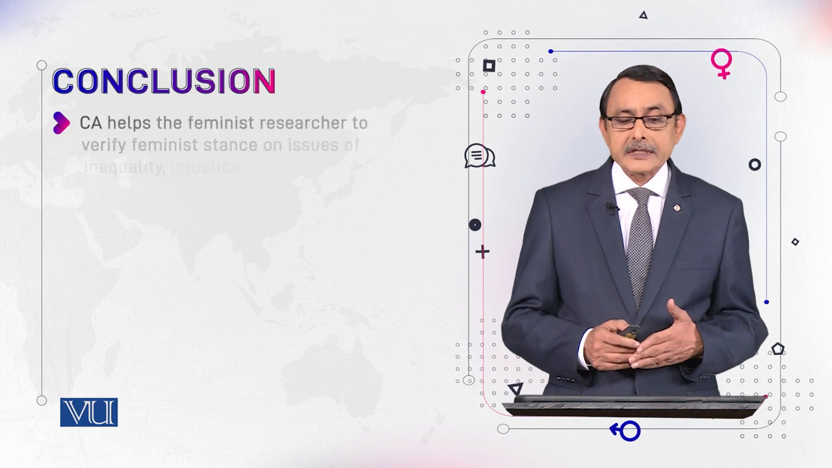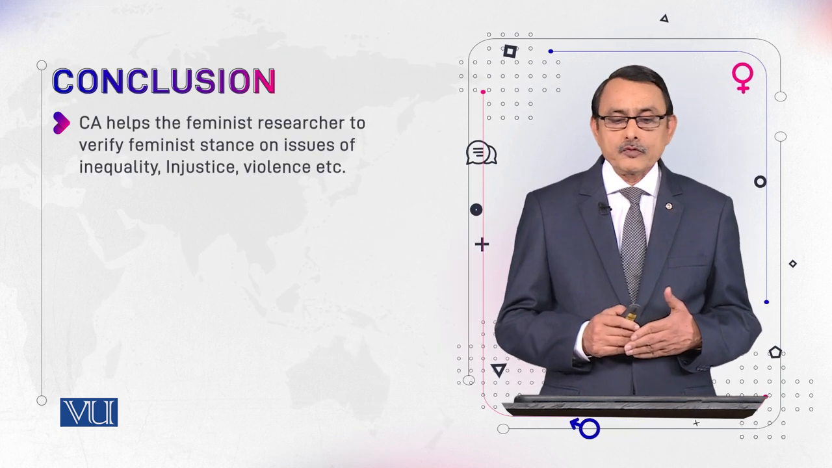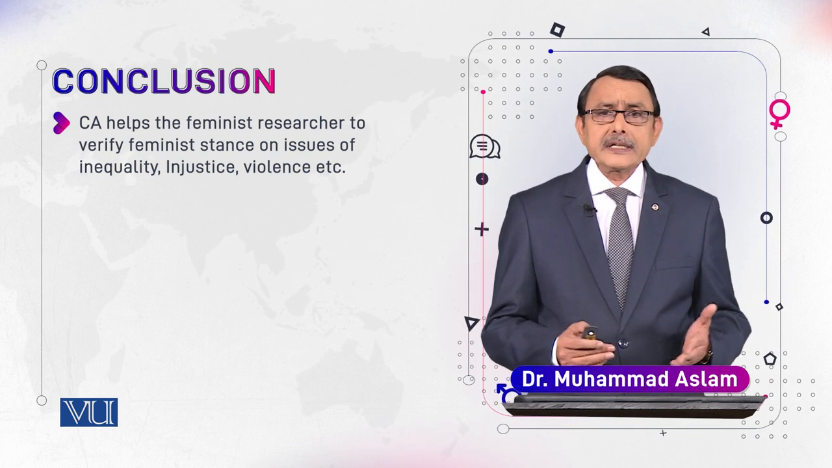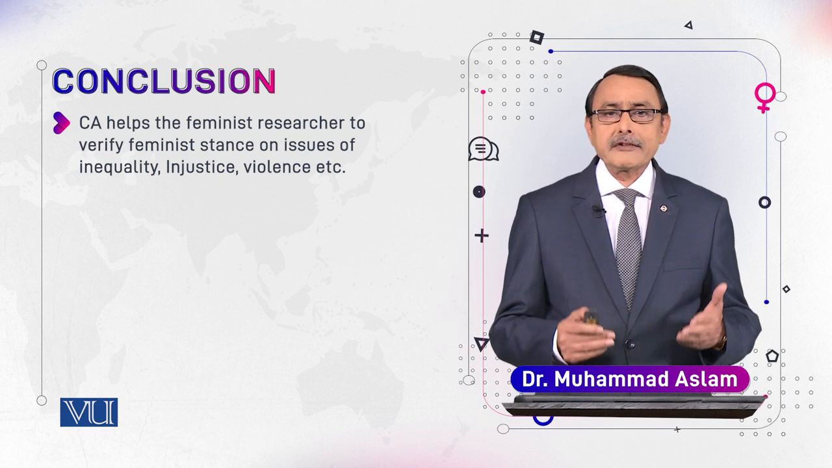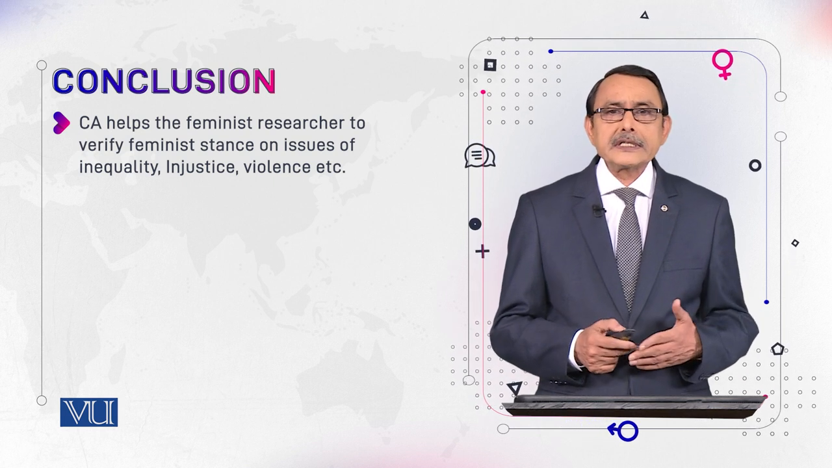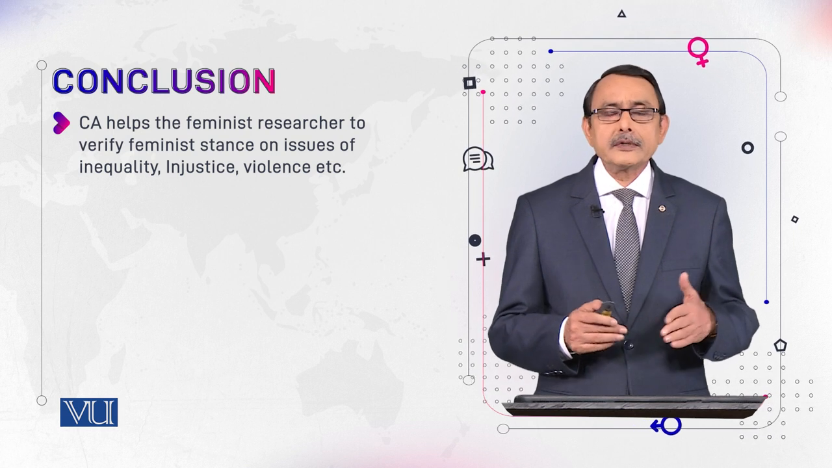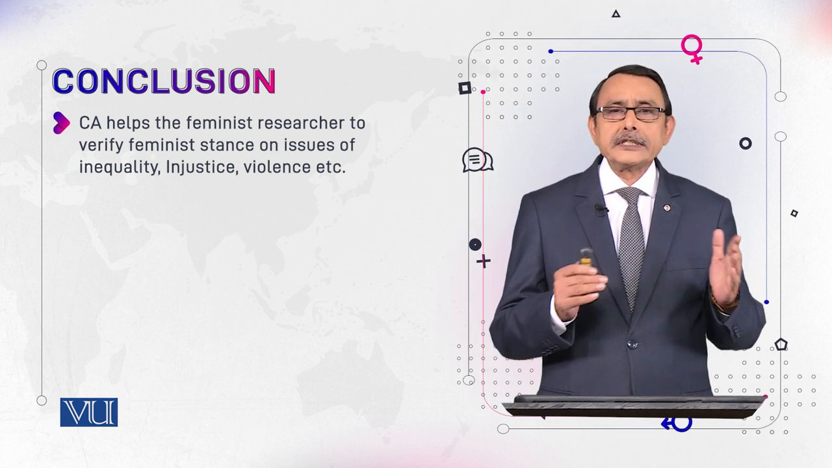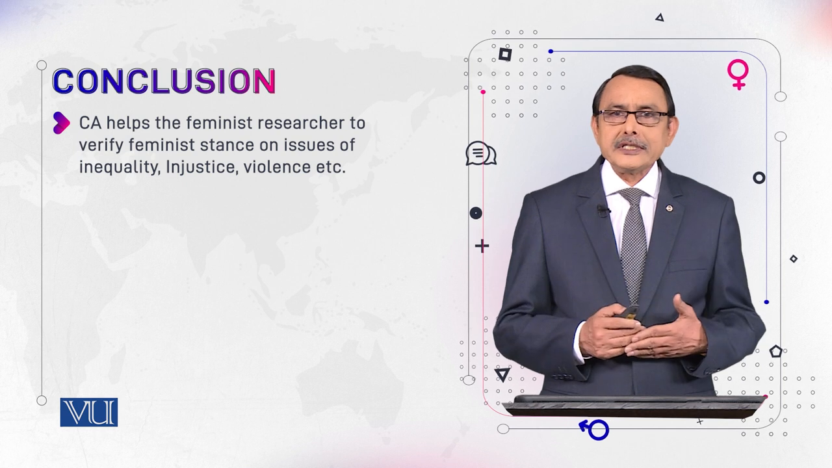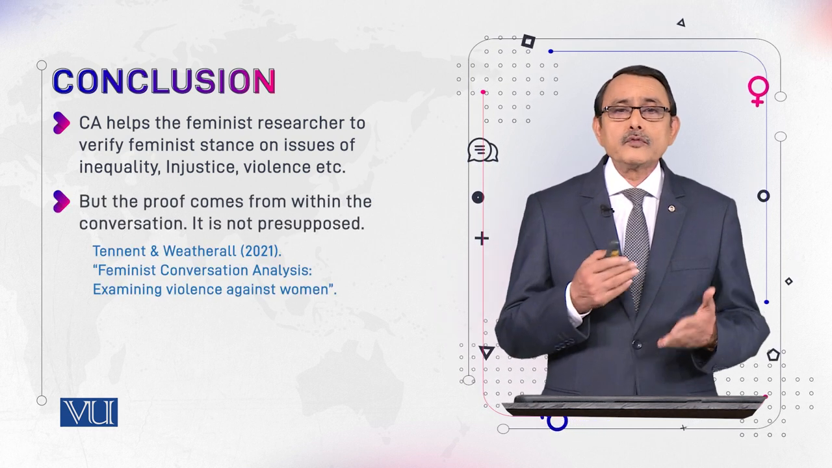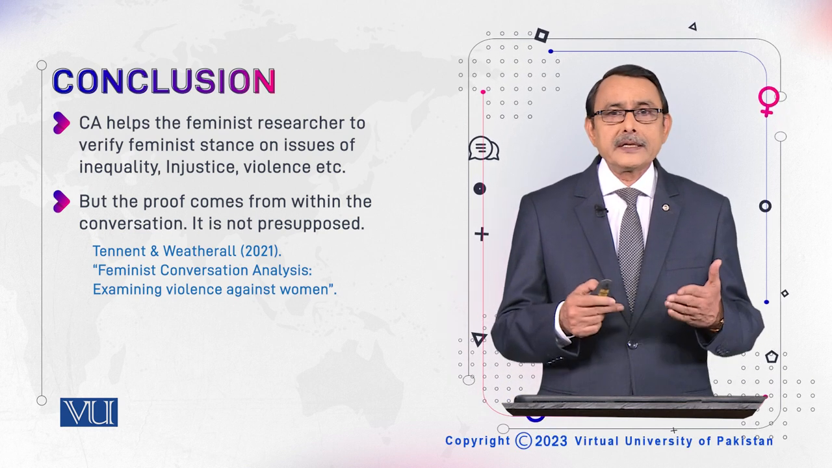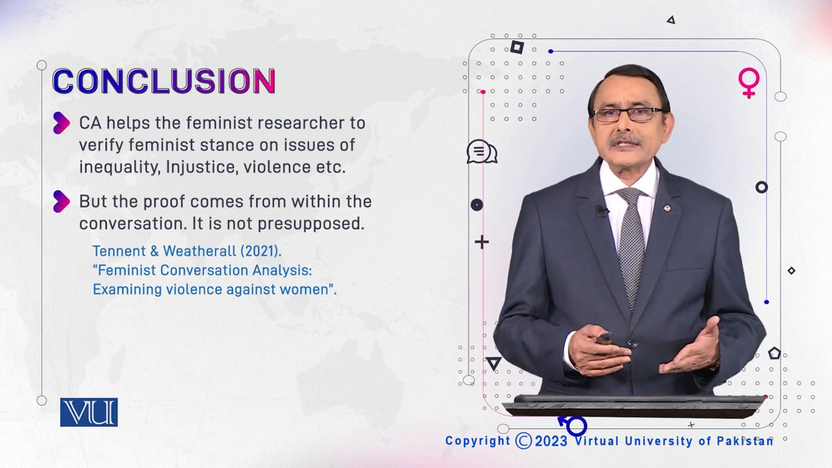We conclude that CA helps the feminist researcher to verify feminist stance on issues of inequality. The feminists think that there is inequality, injustice against women in society. So this is their stance. Now, to verify their stance, one thing is that they assume, they believe in their, for example, intuitions, or they are biased. They may be biased in their own opinion, but to verify their stance in a scientific way on the basis of data, they can use this methodology of feminist conversation analysis.